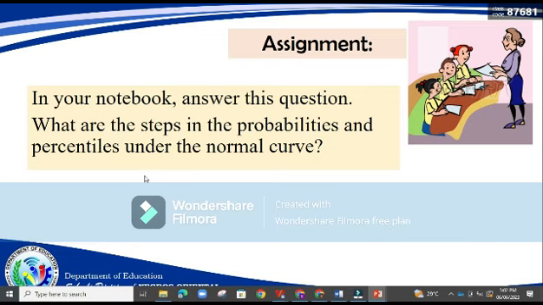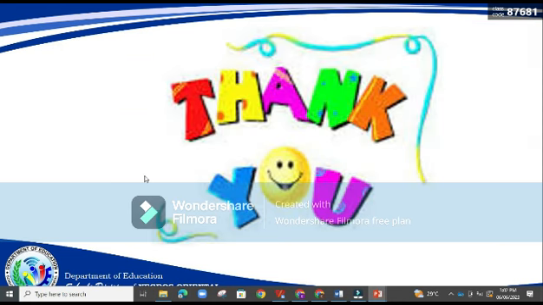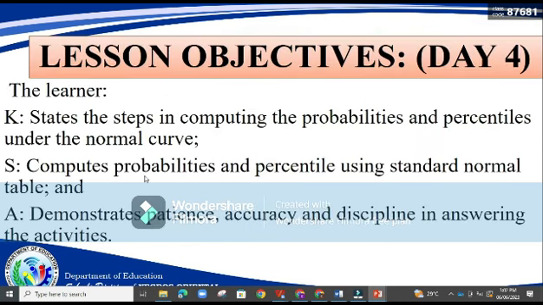I hope that you have learned something in day 3 lesson. Now let us proceed to day 4. Okay, lesson objectives for day 4. At the end of this video lesson, you will be able to state the steps in computing the probabilities and percentiles under the normal curve.